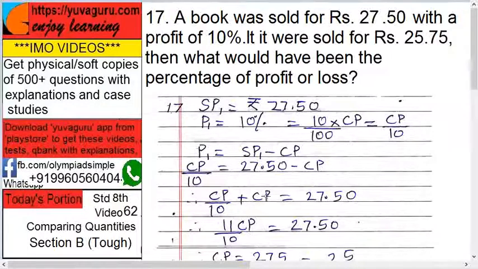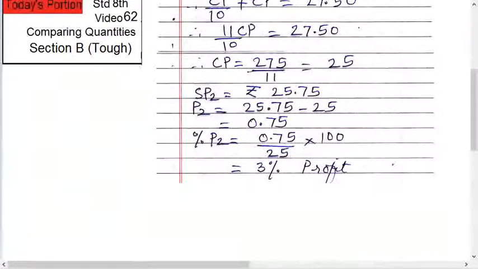Solve this. 10 plus 1 is 11. 11 upon 10 CP equals 27.5. Therefore CP equals, take 10 on this side, 11 below. So what happens? 275 it becomes 27.